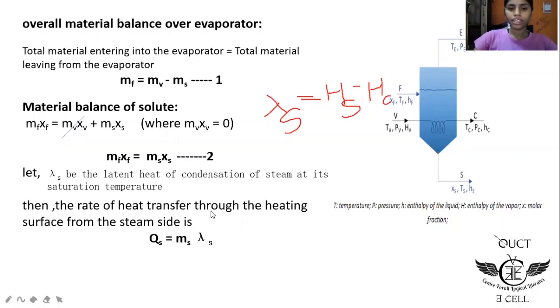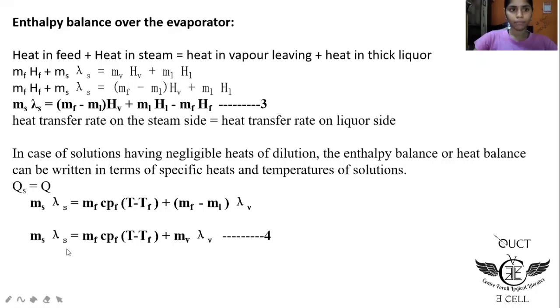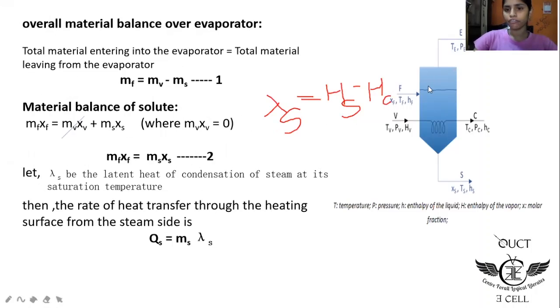Then the rate of heat transfer through the heating surface from the steam side is MS lambda S. Here S is steam, whereas here it is the thick liquor. So on the steam side it equals the mass of the steam times lambda, the latent heat of condensation of the steam. Now we will see our enthalpy balance over the evaporator. Heat in feed plus heat in steam is equal to heat in vapor leaving plus heat in the thick liquor. Everything we are considering: feed, vapor, thick liquor and the steam.